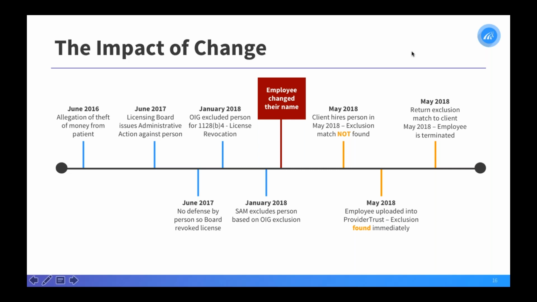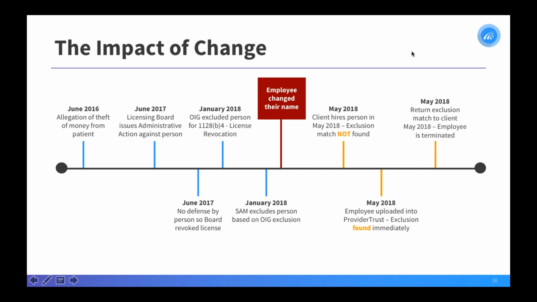Now, somewhere between January of 2018 and May of 2018, the employee changed their name. So in 2018, a new healthcare provider hires this person. They go out, they do the right thing, they go to the OIG site, they type in the name of the employee based on the name that the employee has now provided to them, and there's no match. Because why, right? The name changed. And we know when we go into the OIG site, you type in a name.